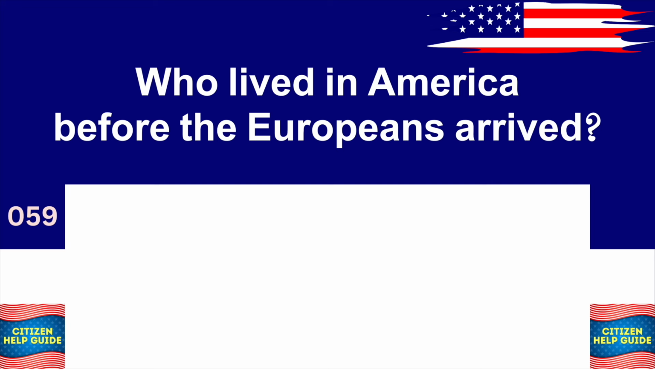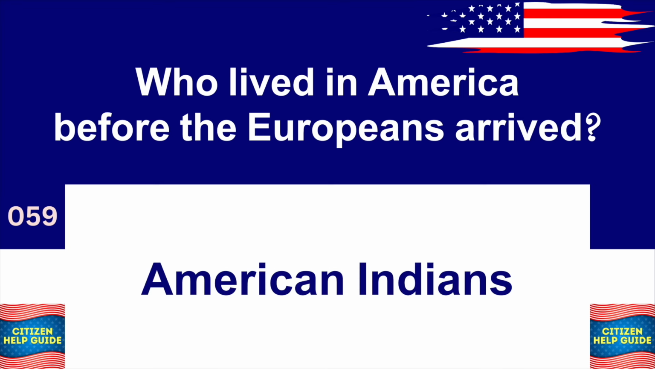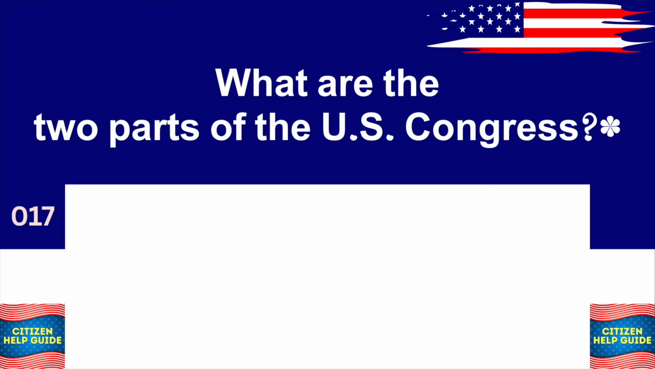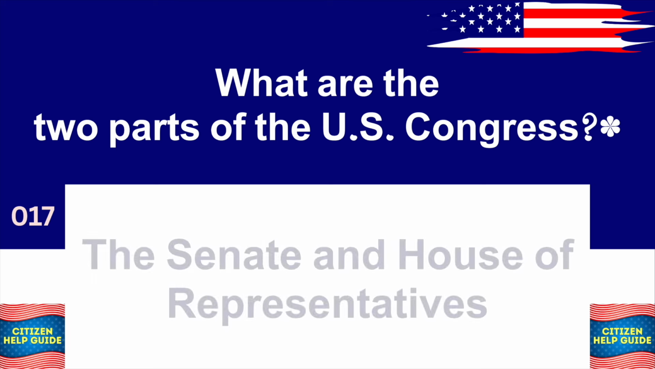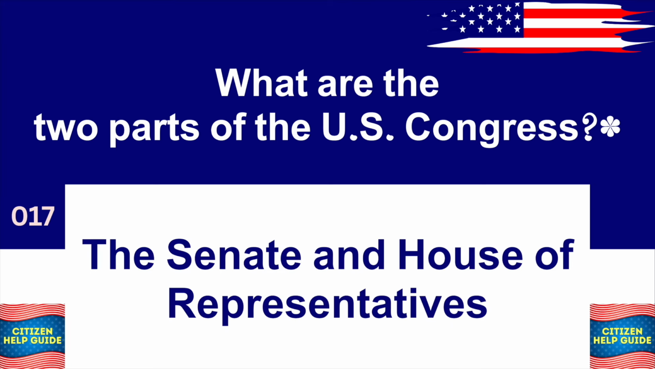Who lived in America before the Europeans arrived? American Indians. What are the two parts of the U.S. Congress? The Senate and House of Representatives.